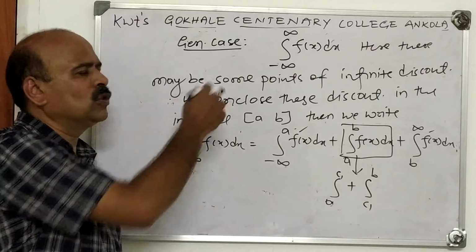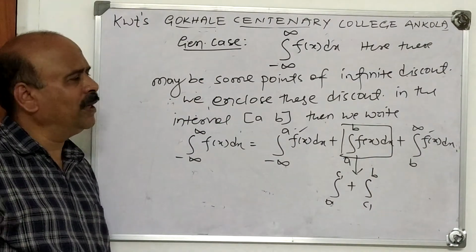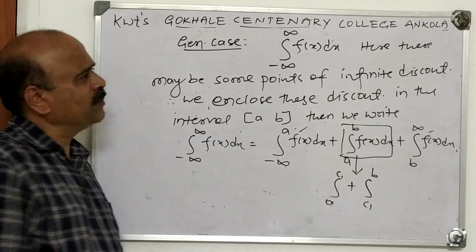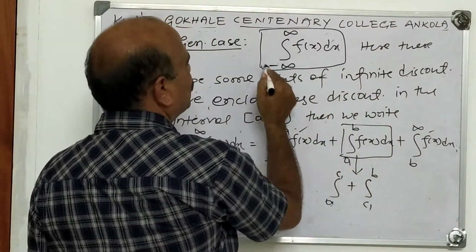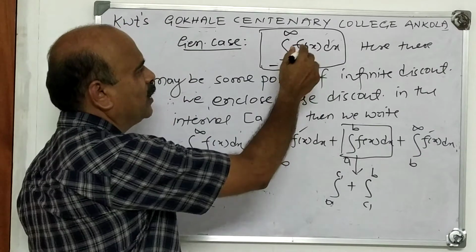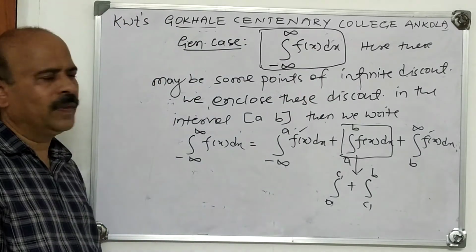This is the most general case. What do you mean by general case? General case means the limit is infinite as well as the function f(x) is unbounded.